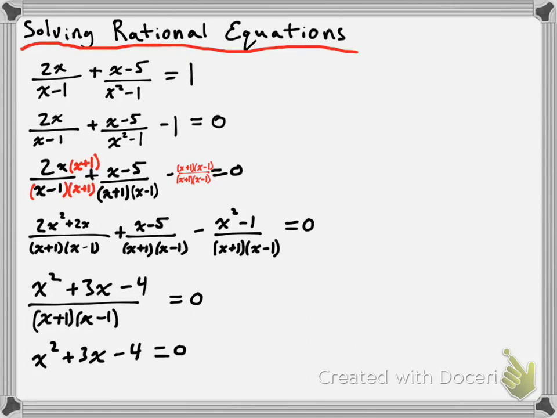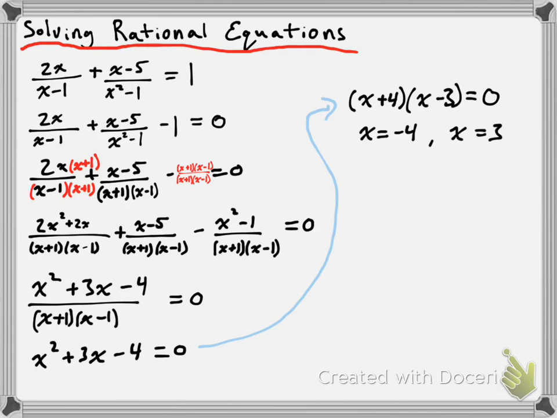And notice that by doing that, we've taken this rational equation and turned it into a polynomial equation that we now have to solve. So we're now going to solve x squared plus 3x minus 4. So let's do that over here, and we're going to do it by factoring. So it factors into x plus 4 times x minus 1 equals 0. Okay, the solutions to this are x equals negative 4 and x equals 1.